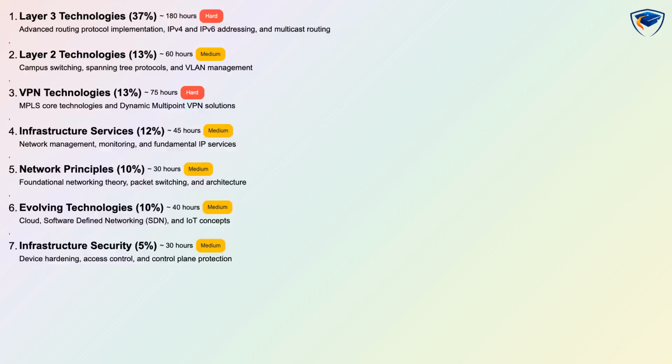Layer 3 Technologies 37%, Layer 2 Technologies 13%, VPN Technologies 13%, Infrastructure Services 12%, Network Principles 10%, Evolving Technologies 10%, and Infrastructure Security 5%. Layer 3 is the heaviest and hardest area, and the exam combines hands-on style problem solving with conceptual and scenario-based assessment across the domains.